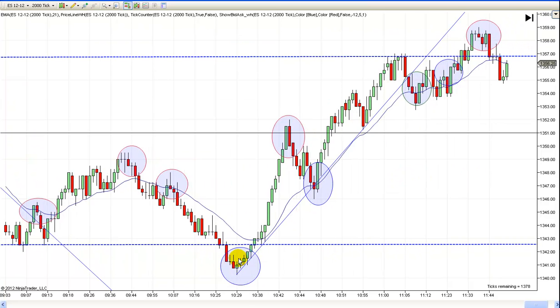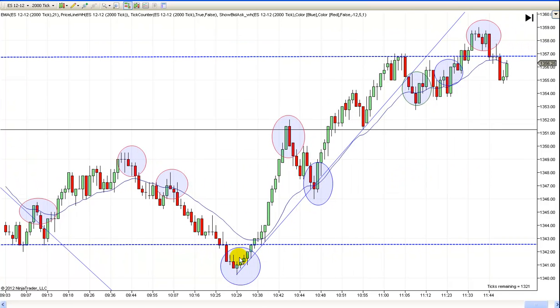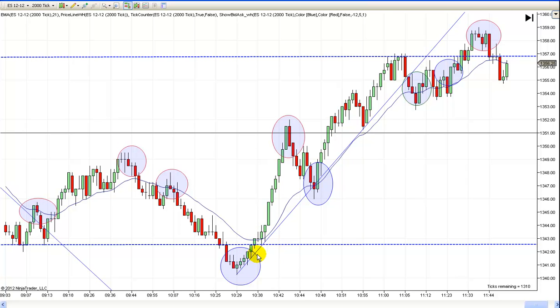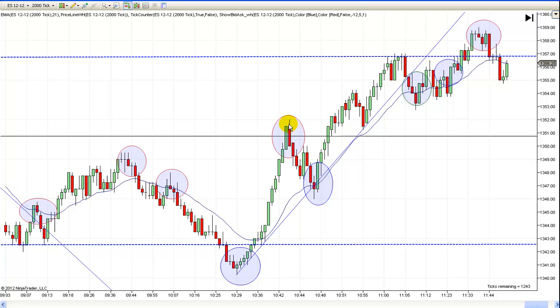But this was the place to enter, and this is why I'm telling you, follow the rules. And if you had them, you could have gotten. And your runners are easily safe here, and you get to ride this all the way up. And I actually exited up here. I actually exited when we broke above that, and as soon as that started reversing.